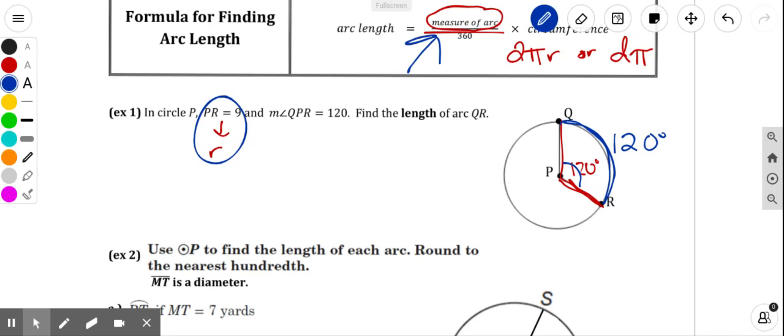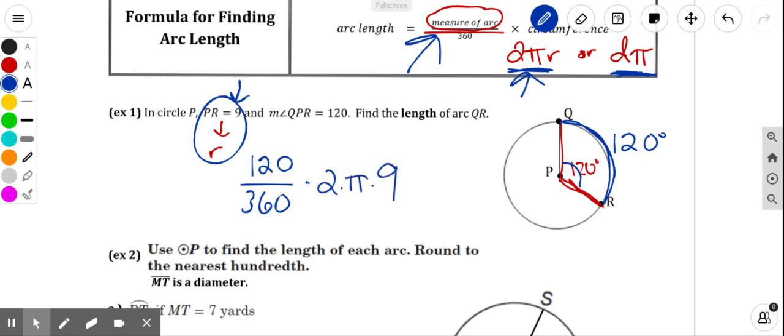So we're just going to plug into this formula here. It's the measure over 360, so 120 over 360, and then we're going to multiply that by the circumference. Now, to determine which of these two equations we're going to use, you want to look at the segment that we were given. We were given the radius, so I'm going to use the one with radius. So 2 times pi times 9.